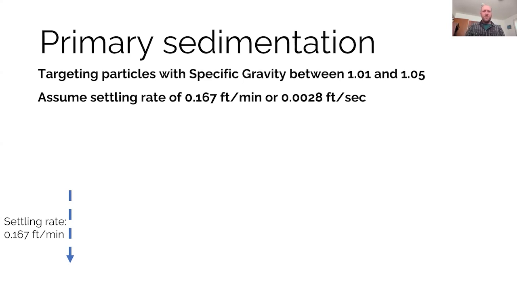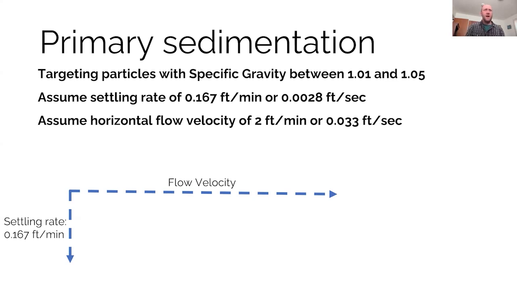But with this, we're going to, of course, have a different settling rate than we will through the grit because this sediment is less dense, so it has a lower specific gravity, a little closer to water. So we're going to assume that we have a settling rate of 0.167 feet per minute, and that translates to 0.0028 feet per second. Okay, and we're going to have a horizontal velocity of 2 feet per minute or 0.03 feet per second in our made-up scenario here. Of course, we're still going to have that same particle path that is going to be diagonal.